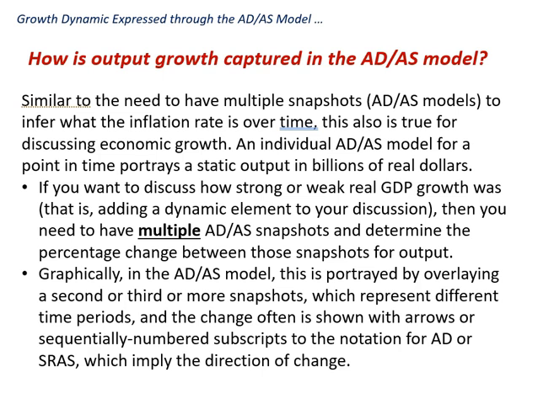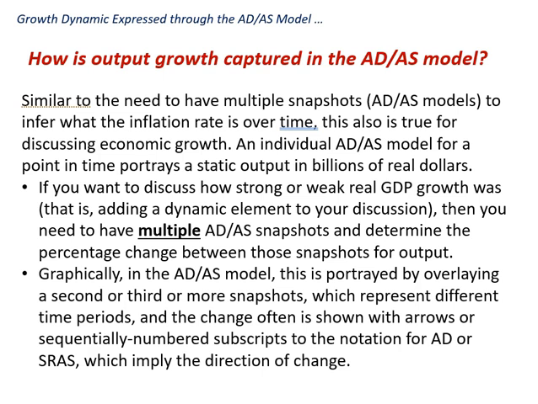Similar to the need to have multiple snapshots, that is, AD and AS models for multiple time periods, to infer what the inflation rate is over time, this also is true for discussing economic growth. An individual AD and AS model for a point in time portrays a static output in billions of real dollars. If you want to discuss how strong or weak real GDP growth was, that is, adding a dynamic element to your discussion, then you need to have multiple aggregate demand and supply snapshots, and determine the percentage change between those snapshots for output.